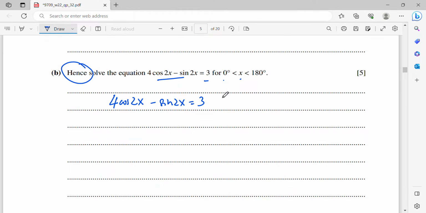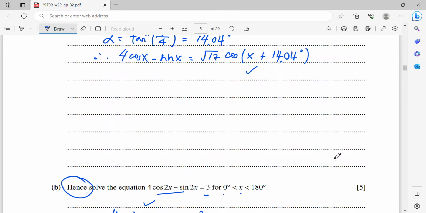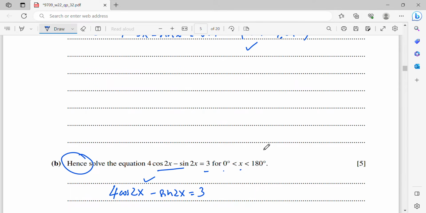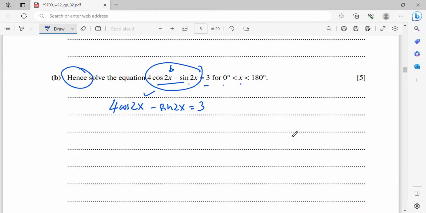Then now you compare the left hand side, 4 cos 2x minus sin 2x. It is similar to the previous working, it's just that now when you compare, this is 1x and here becomes 2x. So if 1x changes to 2x, we have to change the x inside the cos as well into 2x. So I will change the left hand side of part b into square root 17 cos(2x plus 14.04 degrees). You must change accordingly.